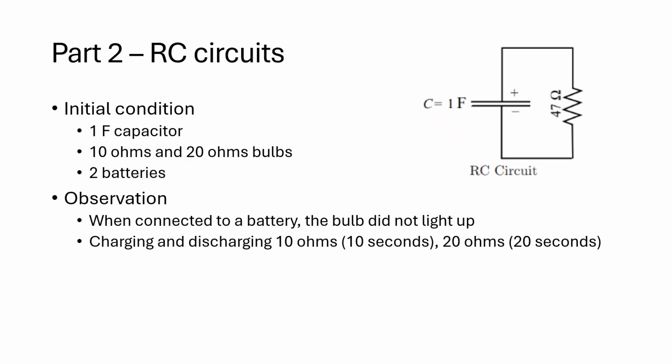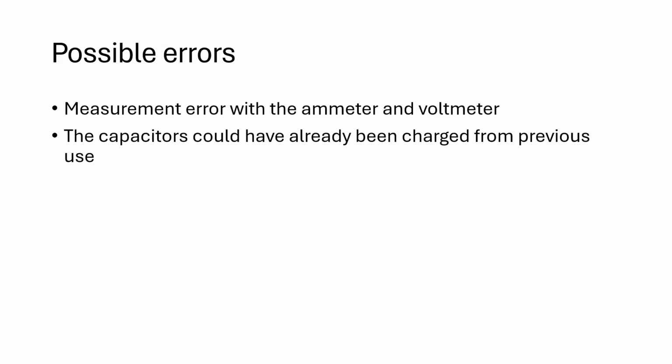This is due to the fact that the equation for the time needed to charge and discharge is T equals RC. R in this case is 10 and 20 ohms respectively, and the C is 1. Some possible errors that could have happened in this lab are measurement errors with the ammeter and voltmeter, as well as the fact that the capacitor could have been charged from previous uses.